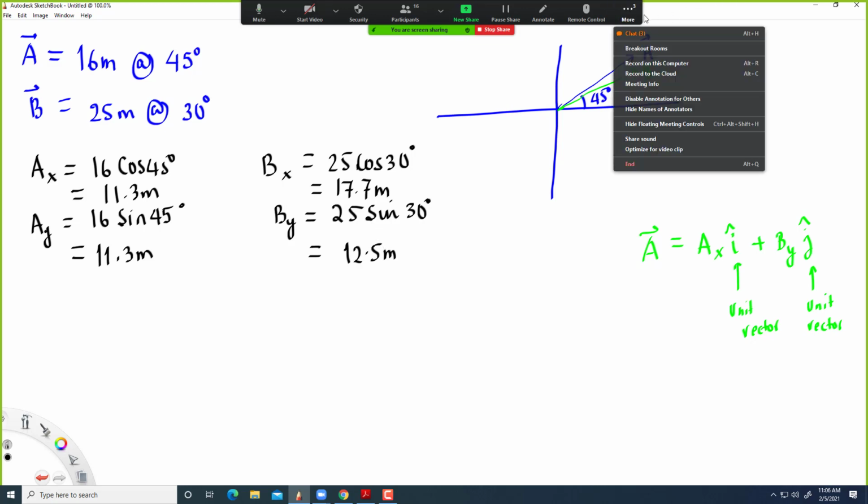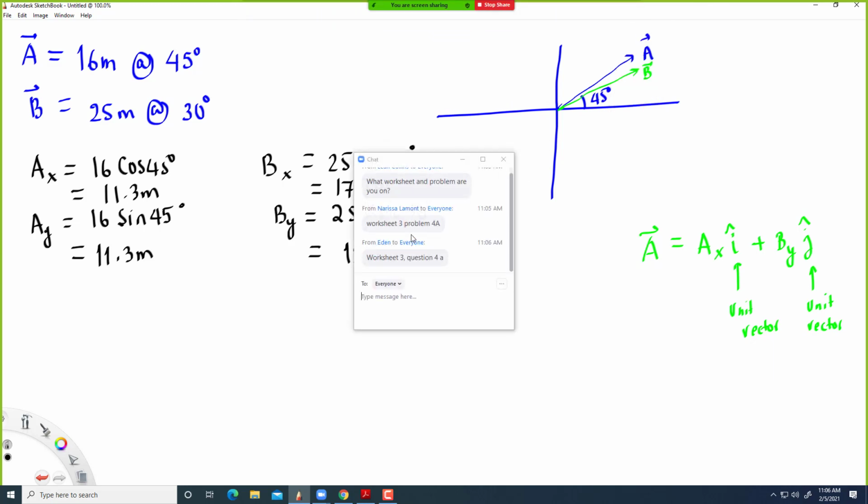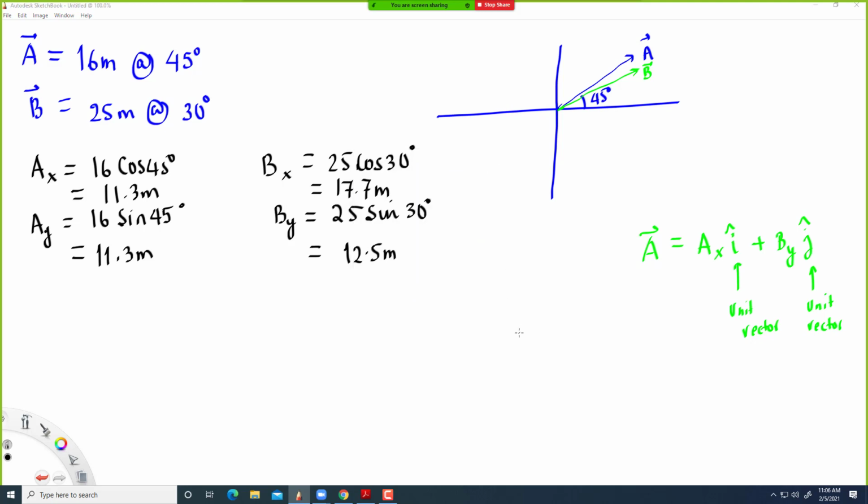Let's see, someone made a comment here. Oh yeah, so we are working on worksheet 3. This is question 4a, that's right. Okay, so what's bx you said? Okay, 21.7, and by is 12.5. Okay, so we got all the components.